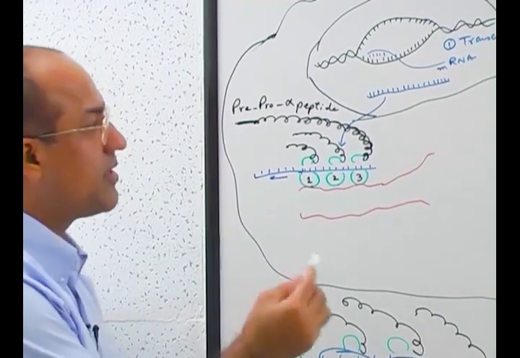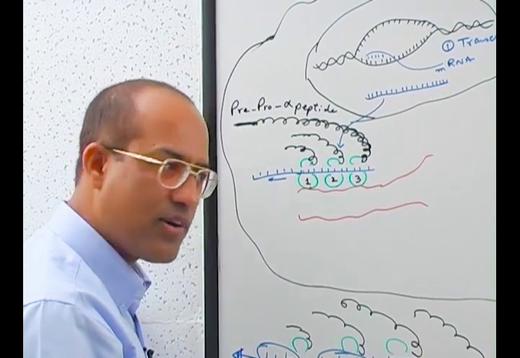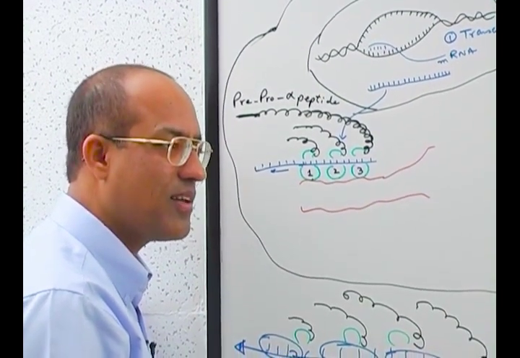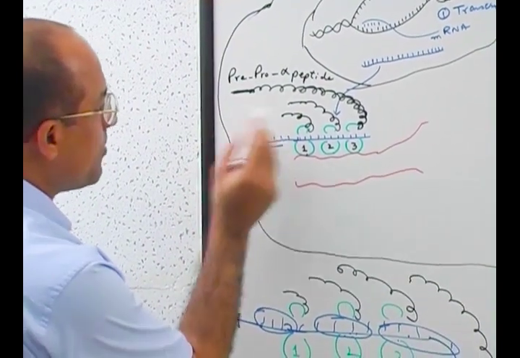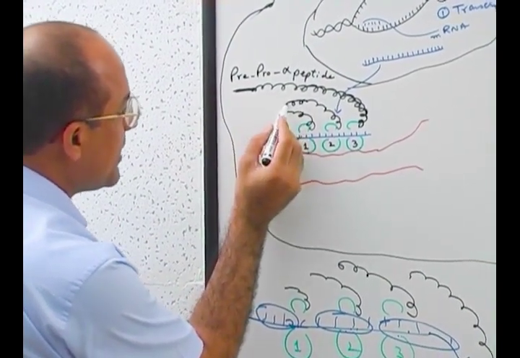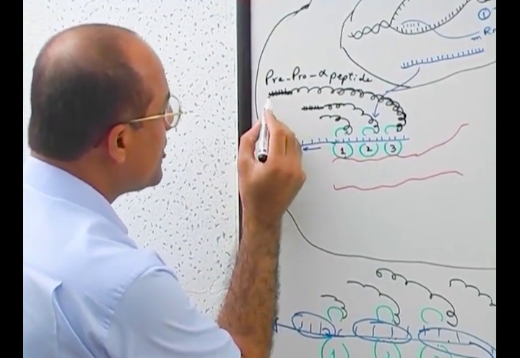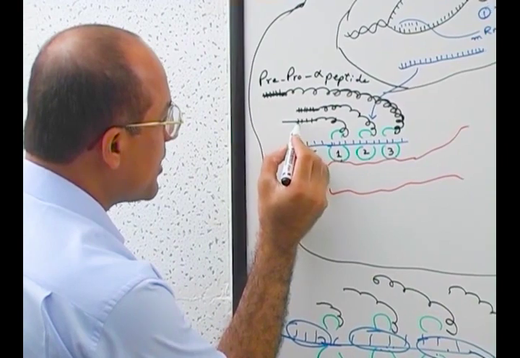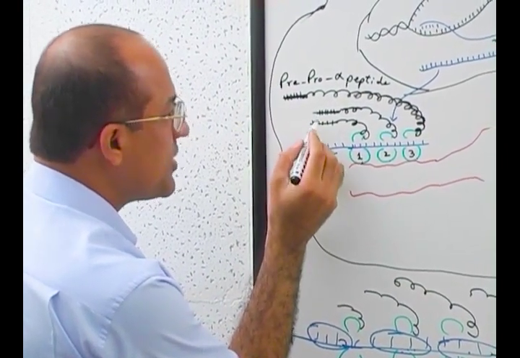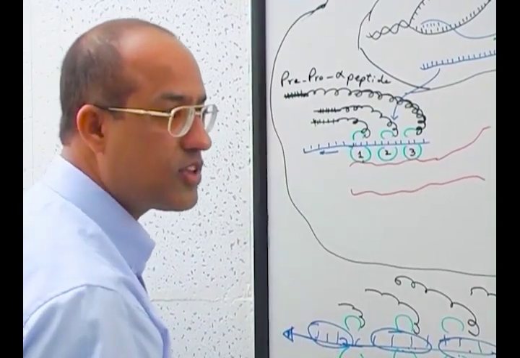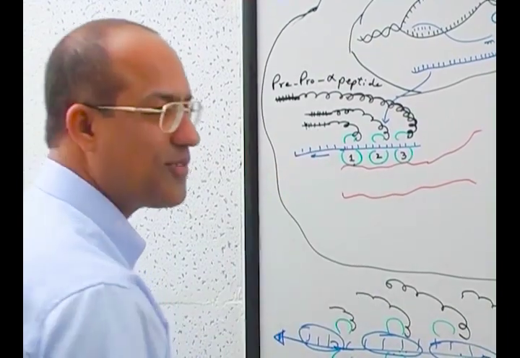So when they are freshly made, what are they called? Pre-pro-alpha peptide. Any question here? Now, every chain, when it is made, has a very special type of amino acid sequence. These are called signal sequence. These signal sequences will not be part of the final molecule, but they have a very important function.